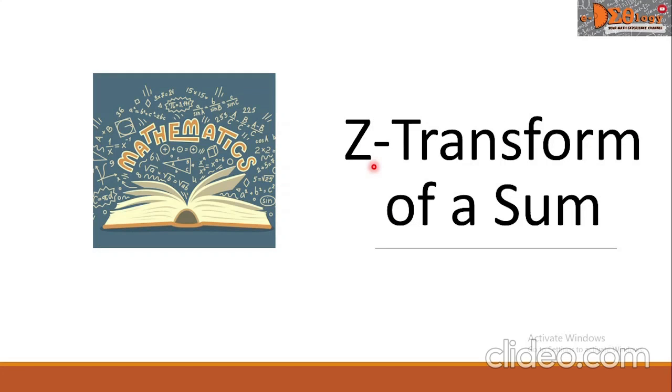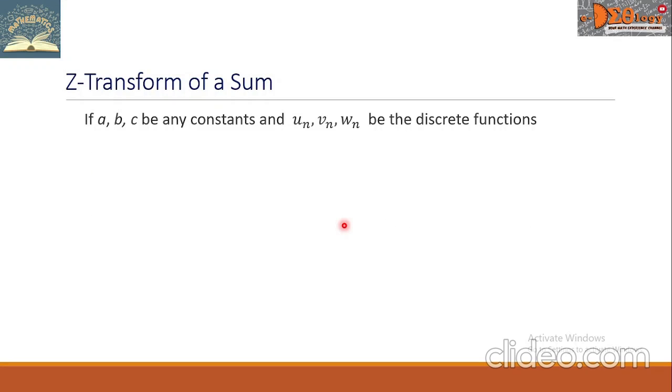Hi everyone. Today we're going to study Z transform of a sum. If A, B, C be any constants and U sub n, V sub n, W sub n be discrete functions, then the Z transform of the sum A times U sub n plus B times V sub n plus C times W sub n.